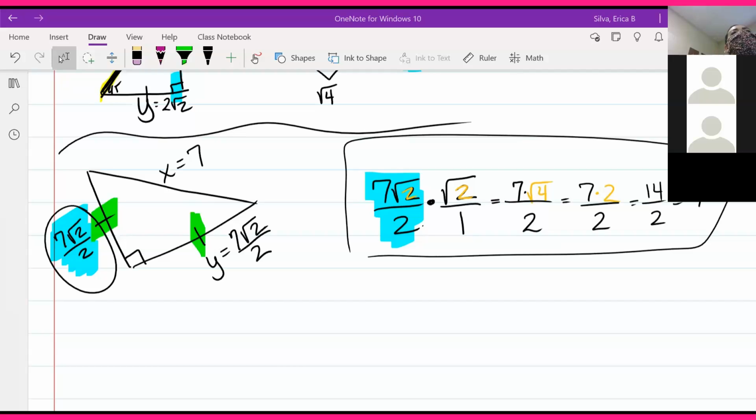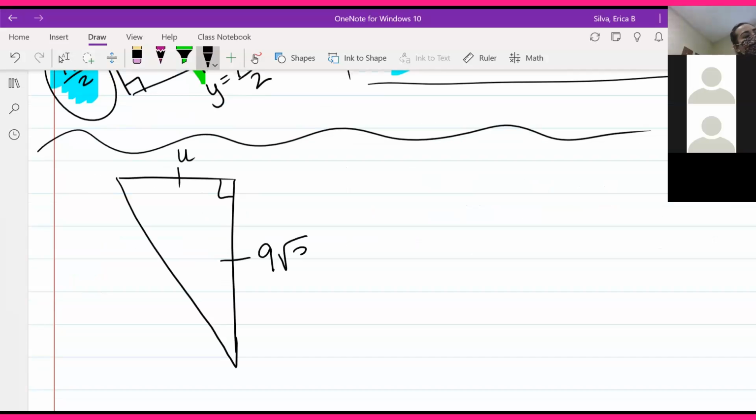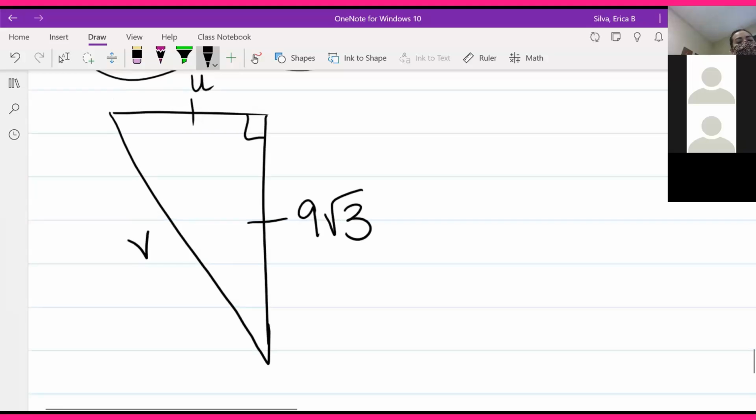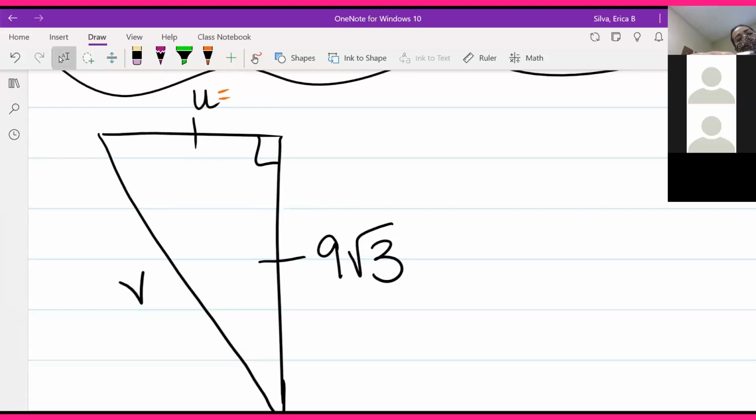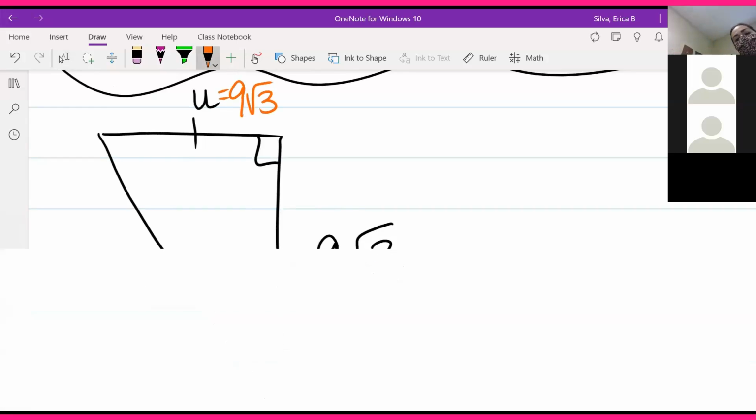That's for your x. Square root of 3, and this is b. All right, we have an isosceles right triangle. So what does that mean with you? What is that one going to equal? Not just 9, but 9 square root of 3.